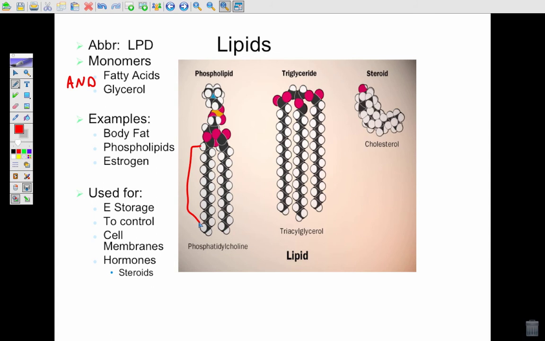So here are the fatty acids, and this is the glycerol. So you have to have the fatty acids and the glycerol for both. So there's a test question that says, what are the monomers for lipids? And you have to put fatty acids and glycerol.